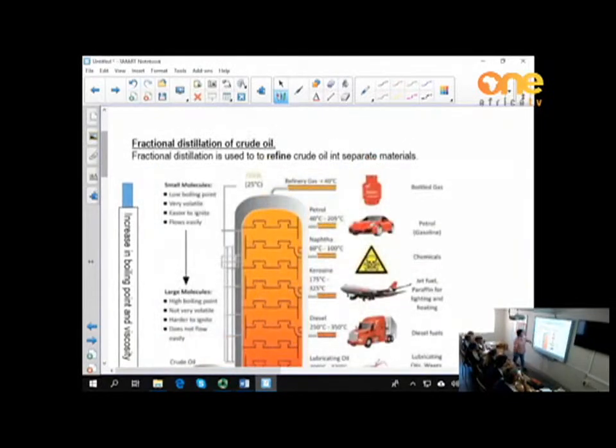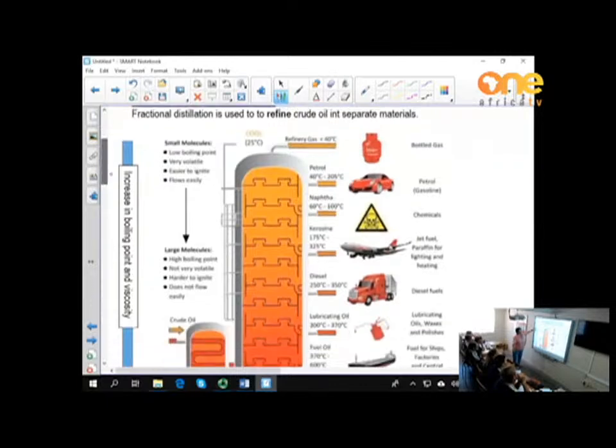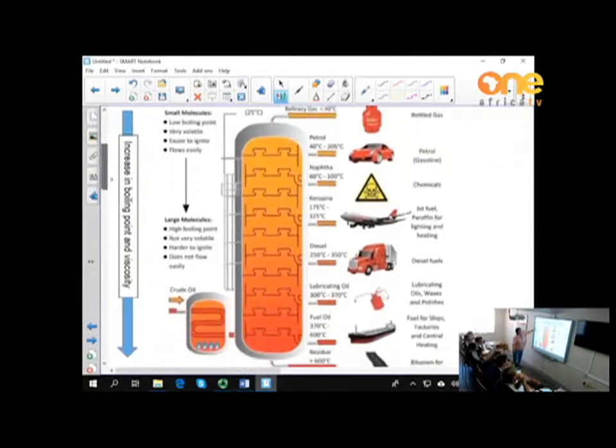Okay, let's just leave it at that. We have a setup known as a fractioning column. All that happens is, over here is a container in which the crude oil is pumped. It's heated, and everything vaporizes. All right? Then it's allowed to enter this column, this chamber, the fractioning column.